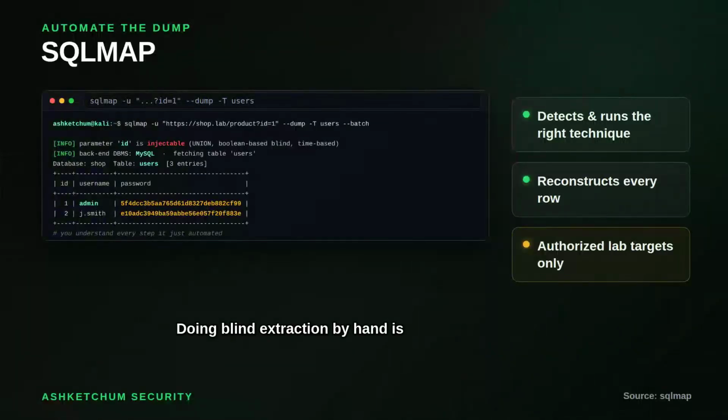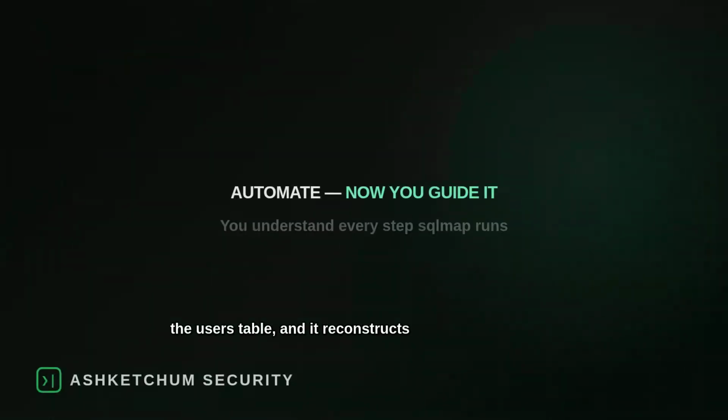Doing blind extraction by hand is painfully slow, so for real work you automate with sqlmap, now that you understand what it's doing under the hood. You feed sqlmap the vulnerable request, and it handles everything, detecting the injection, identifying the database, finding the column count, and running the exact union, error, or blind technique automatically. Point it at a lab parameter, ask it to dump the users table, and it reconstructs every row for you. The manual skills you just learned are what let you guide sqlmap and verify that what it reports is real.